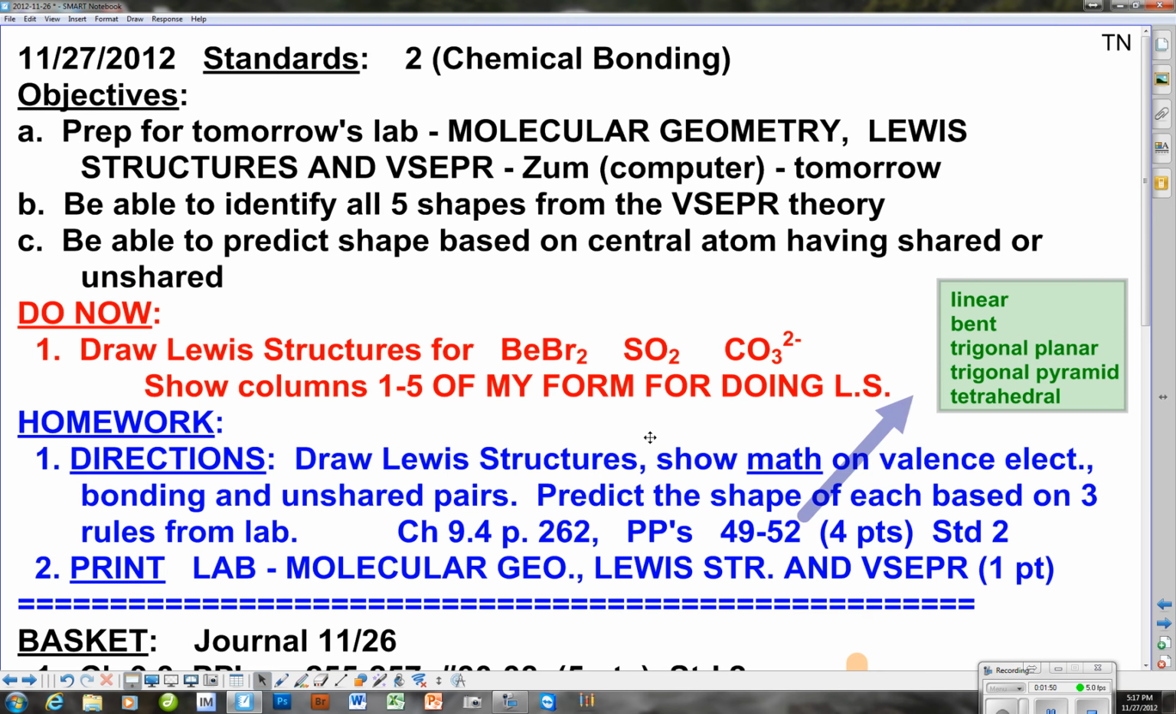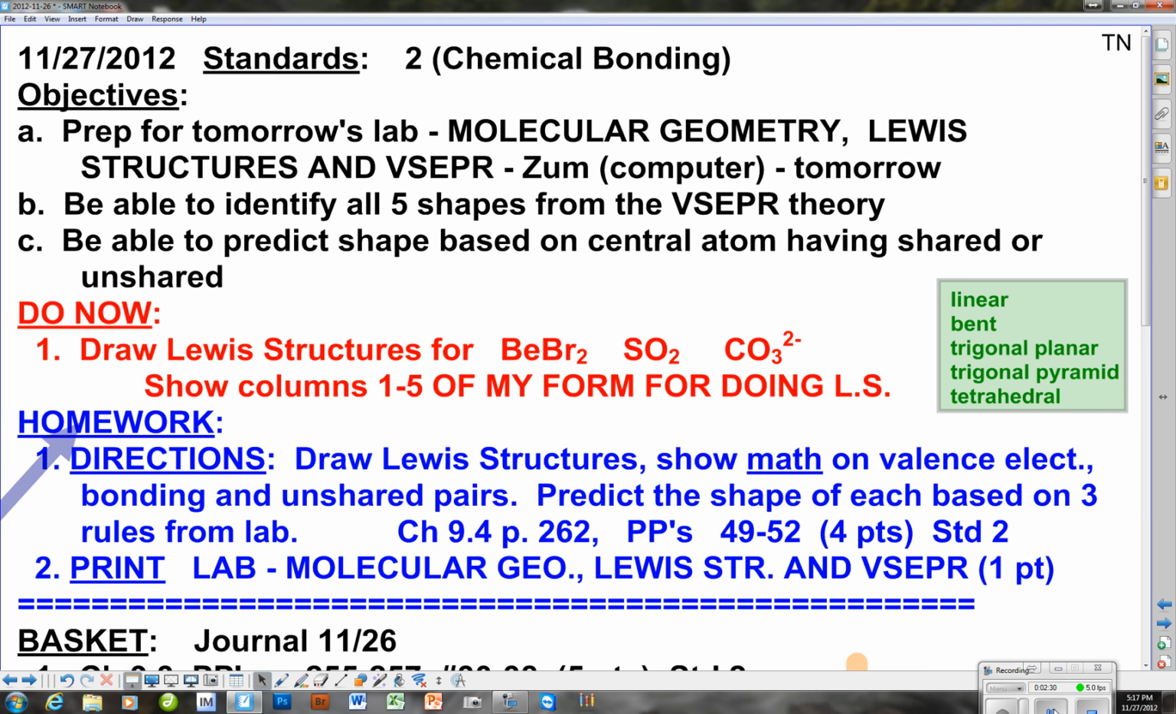and tetrahedral. Now today I wanted my students to draw molecules for beryllium bromide, sulfur dioxide, and carbon trioxide, also known as the carbonate ion. And I threw the carbonate ion in there because the ions are done a little bit differently than normal covalent molecules. So we'll be looking at that. And I want to see columns 1 through 5 of the form that I have used to help my students to be able to do these problems correctly.